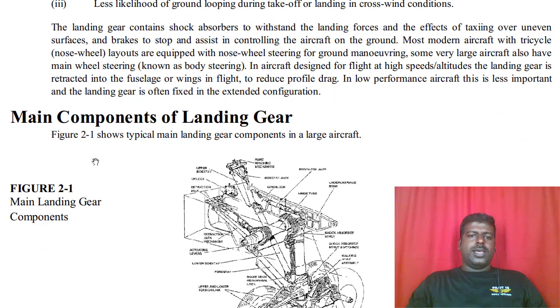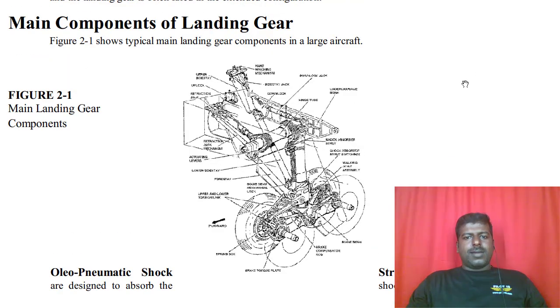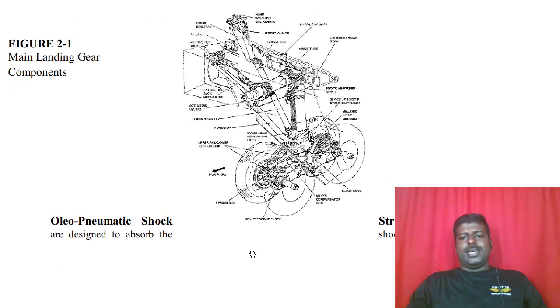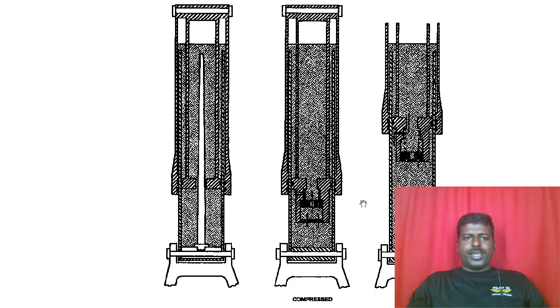So let us see what the main components of a landing gear are. The main component of the landing gear is the oleo pneumatic shock strut. Oleo means there will be oil in it, and pneumatic means there will be compressed air in it. This is the major type of oleo pneumatic strut. Here you can see some air. It is compressed air and it acts as a spring.